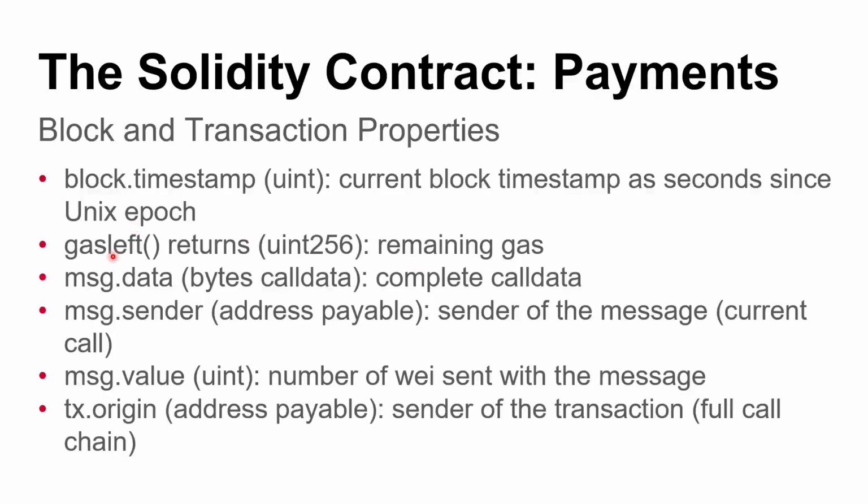We saw this a little earlier, transaction properties. So the timestamp, that's always important. And the timestamp is in the epoch time. Gas left, that's important too. Any kind of message data, the sender of the address payable, and the value sent, and also a transaction origin. So please take a look at your documentation, the Solidity documentation, and the Ethereum documentation for these properties and others.